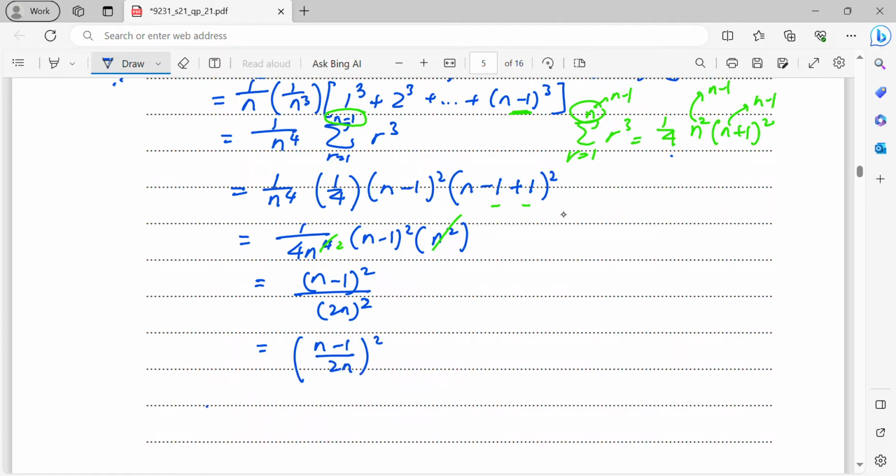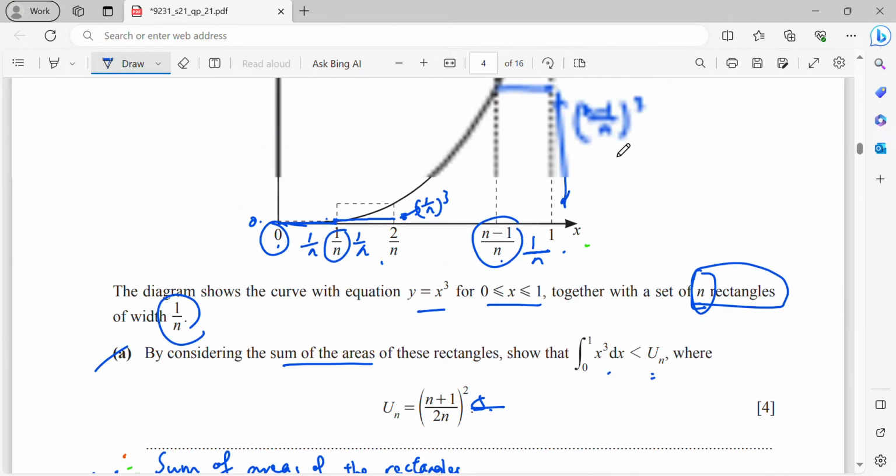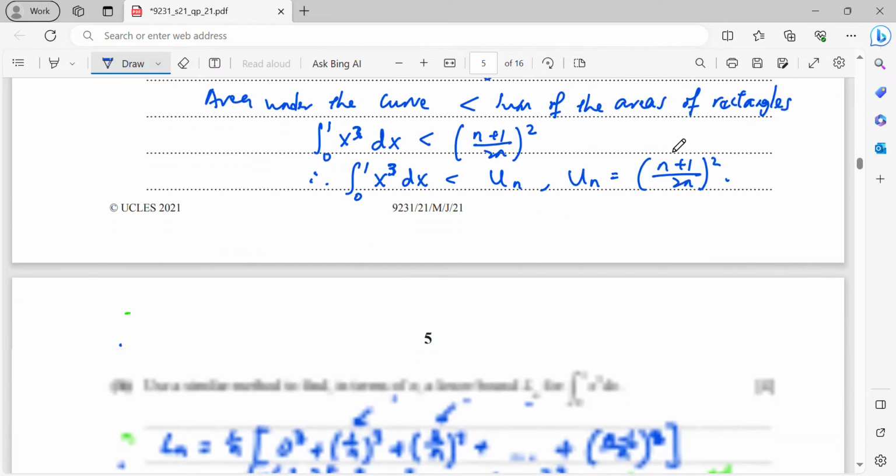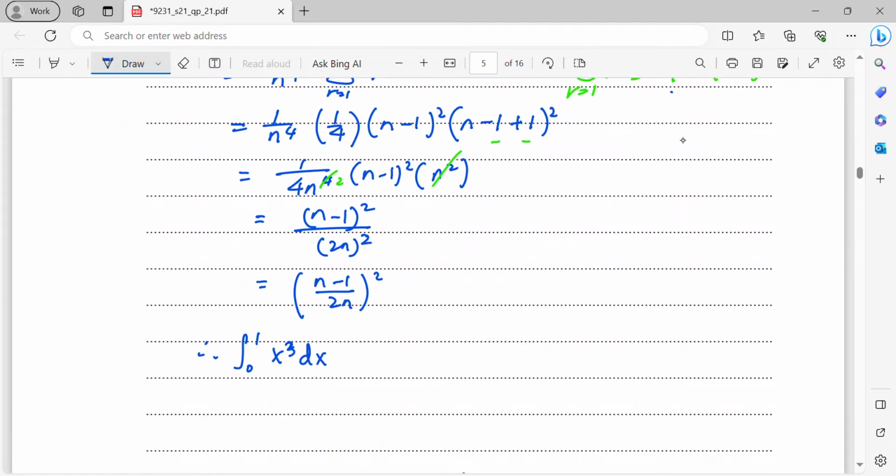Then now integrate from 0 to 1 x squared, x cubed dx. When you look at the graph right now, you are just finding all this region. Obviously the sum of the areas of the rectangles is smaller than the actual area of the graph. So I will write that the actual area of the graph is greater than Ln, whereby Ln is n minus 1 over 2n squared. So this is the lower bound.